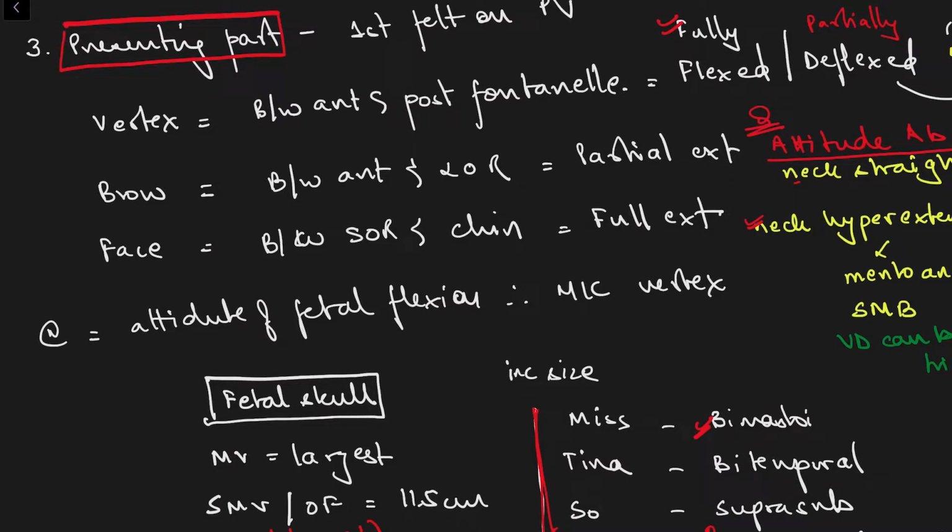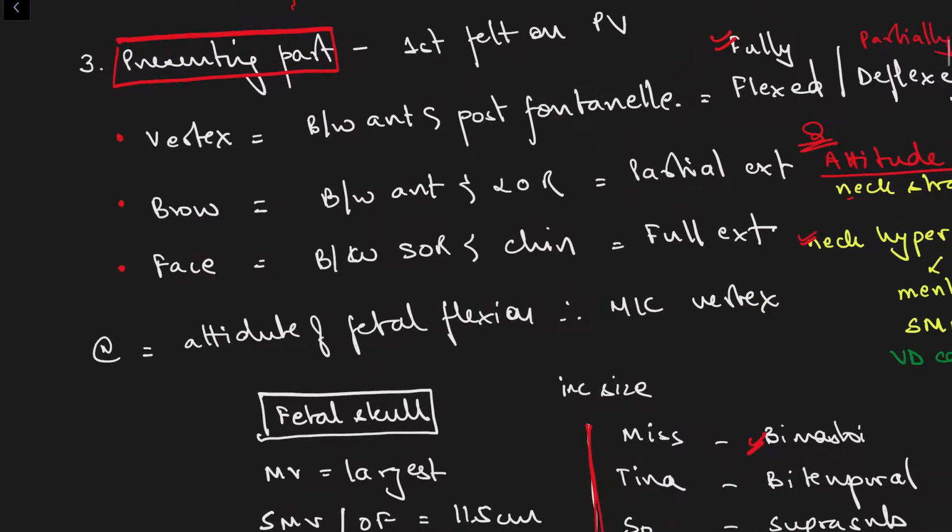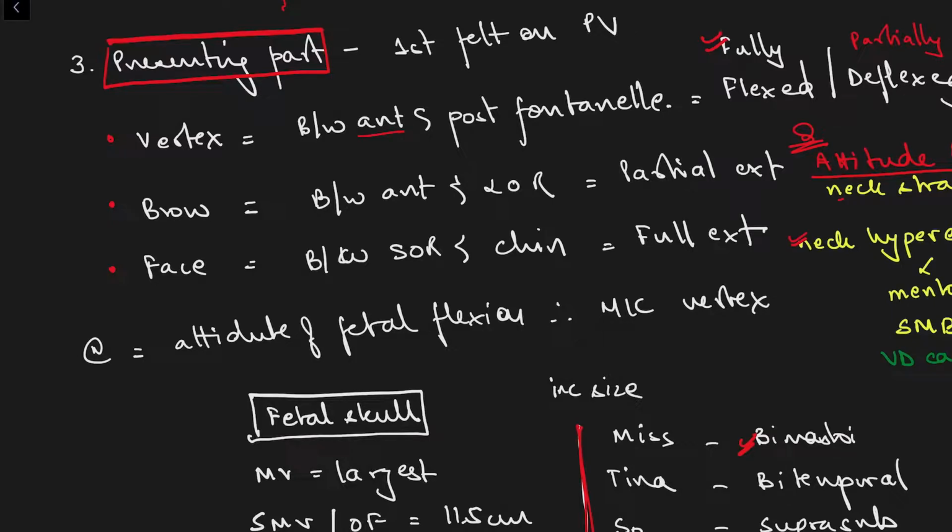In cephalic presentation, the presenting part can either be vertex, brow, or face, which depends upon the flexion and extension of the head. What is vertex? Vertex is the part between the anterior and the posterior fontanelle. Brow is between the anterior fontanelle and the superior orbital ridge or the root of the nose. And face is the part between the superior orbital ridge and the chin.